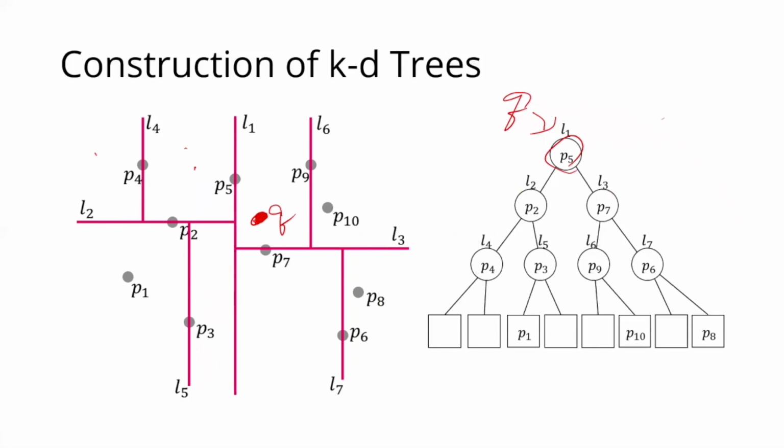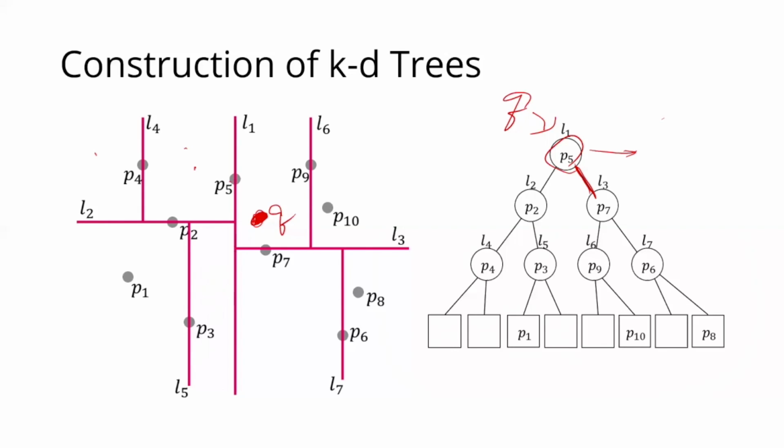P5. Is it on the right or left? It's on the right. And you don't have to compute all dimensions, because P5 is along the horizontal axis. You don't have to compare all coordinate values, you just need to compare the first coordinate value. And if the first coordinate value is bigger than P5's, then you go down to the next level of the decision tree.